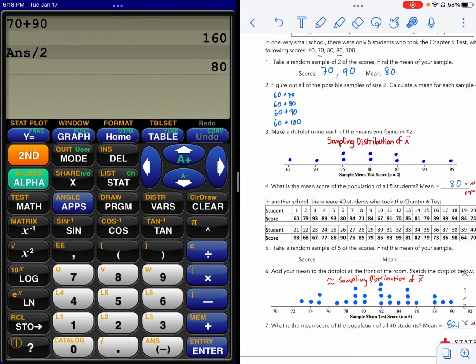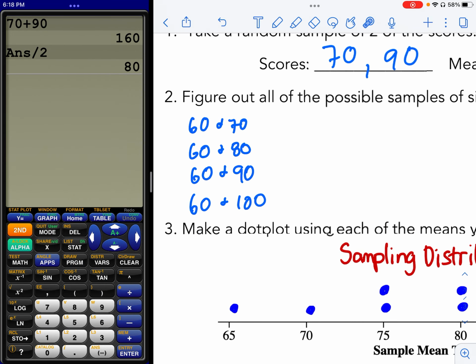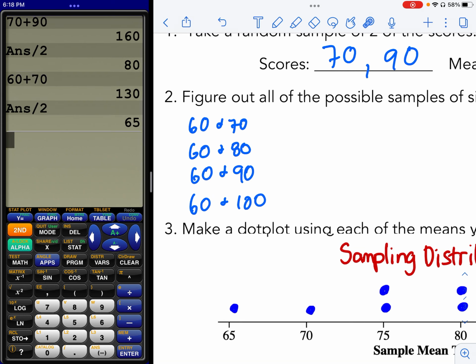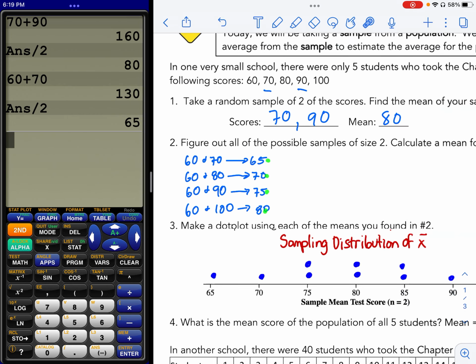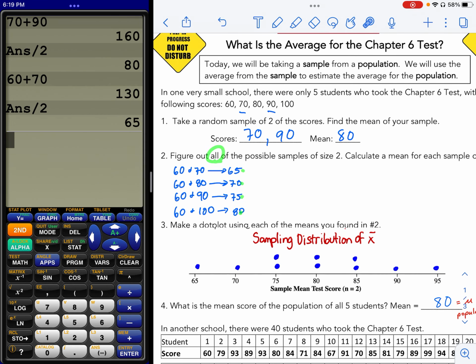Well, I can do some of that in my head, right? I don't need no stinking calculator. There's the first one. So the average would be 65. This one, the average would be 70. 60 plus 90 is 150, divided by 2 is 75. And 80. So you can see here, these are just marching up by 5. Now that's not all the possible samples. I took care of 60.